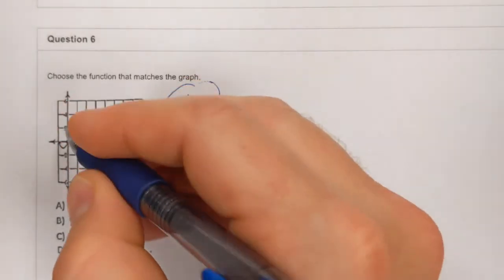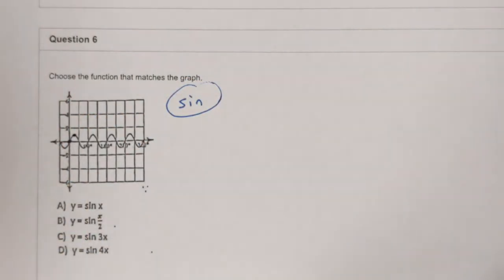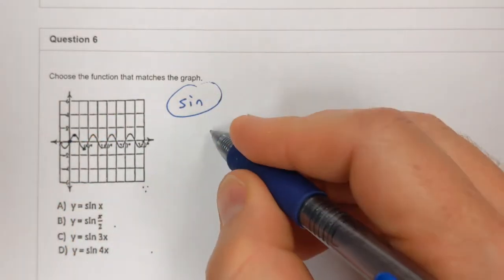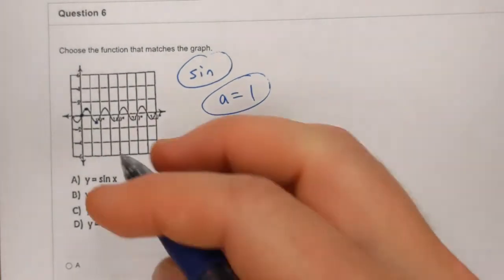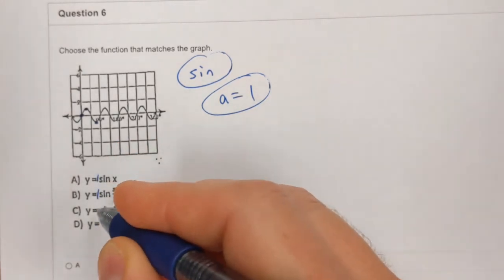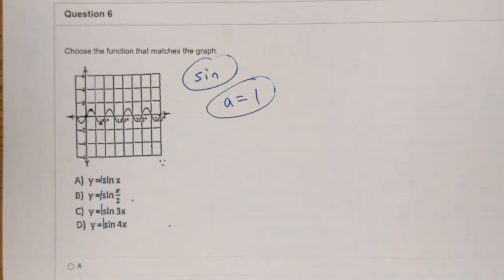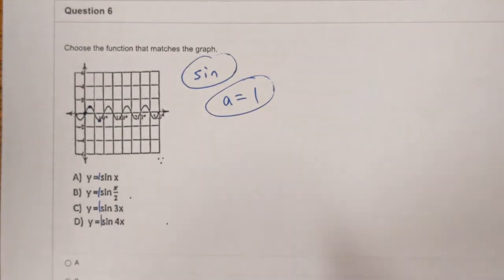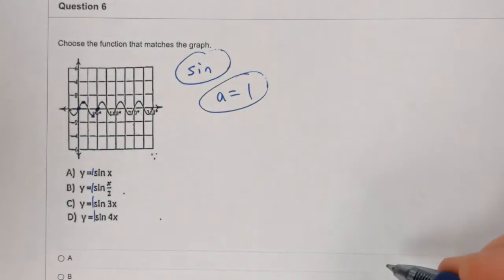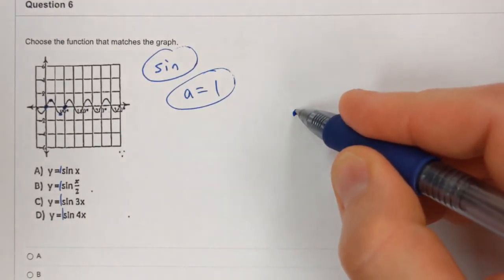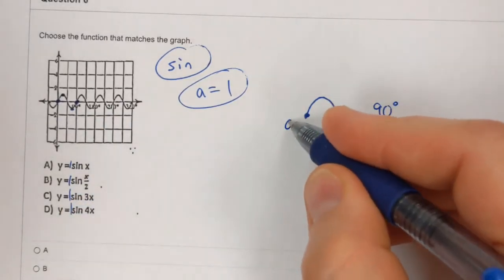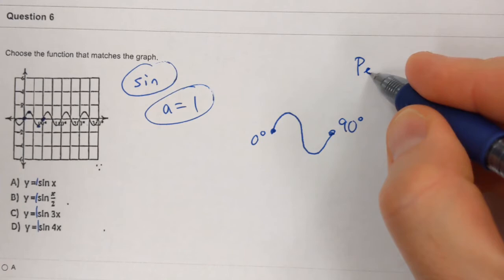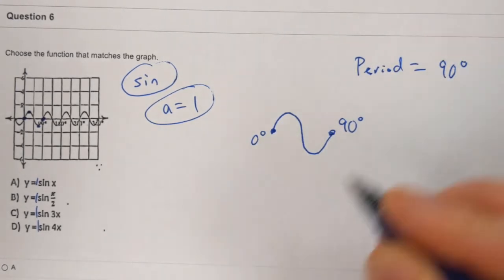The highest that this graph ever goes is 1. You can see it doesn't quite make it to 2. The lowest it ever goes is -1. We're going to say the amplitude is 1. Again, this doesn't really help us because you can imagine all of these having an invisible 1 in front of them, so all of these choices have an amplitude of 1. What this is going to come down to is the period. This graph starts at the origin and does one complete cycle in only 90 degrees. So by looking at the graph, the period is only 90 degrees.